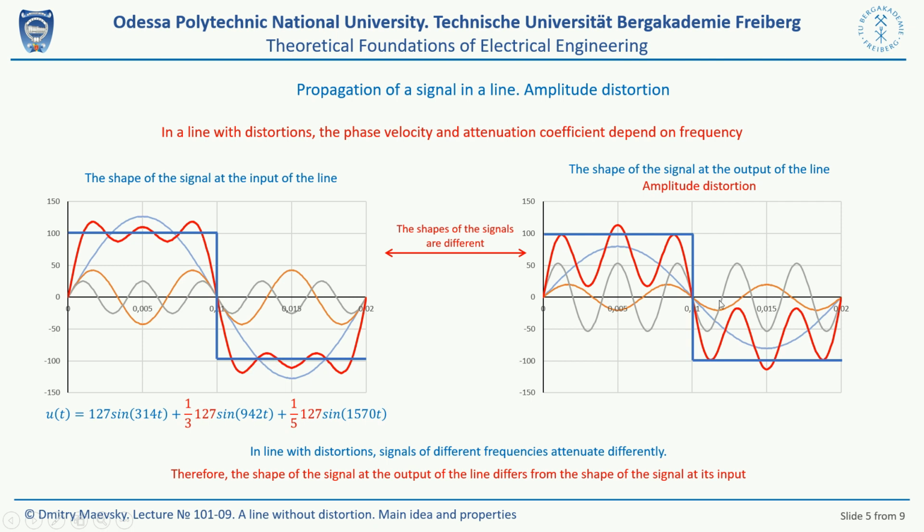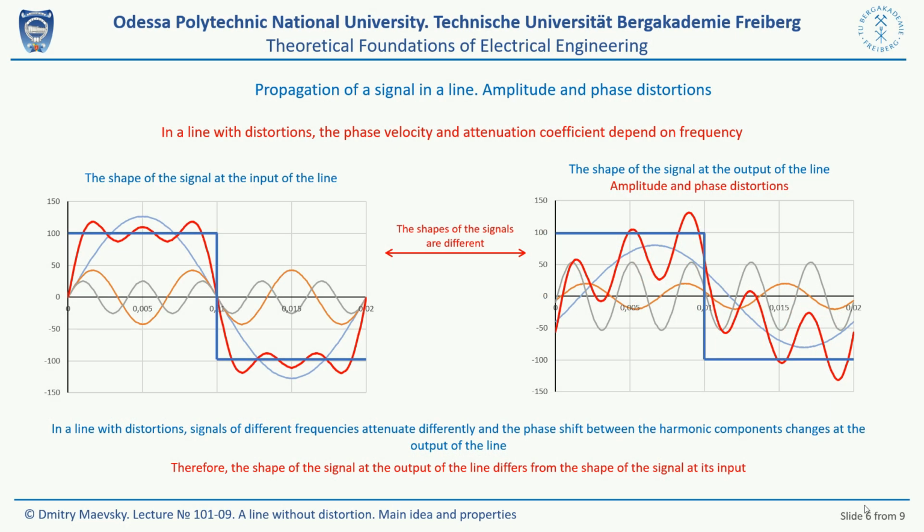This is illustrated in this figure, where the amplitude of the fifth harmonic exceeds the amplitude of the third. Please note that in this figure, the relationship between the initial phases of the harmonics is not violated. In our case, all initial phases are 0. However, despite this, the shape of the output signal is distorted compared to the shape of the input signal.